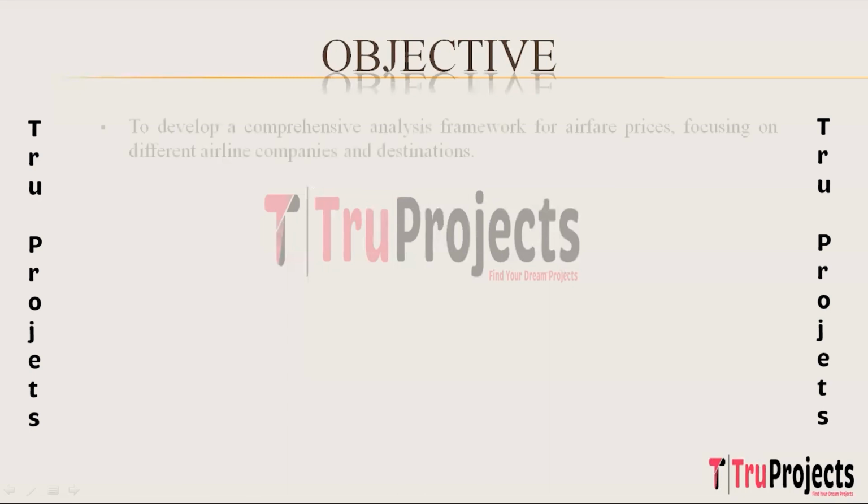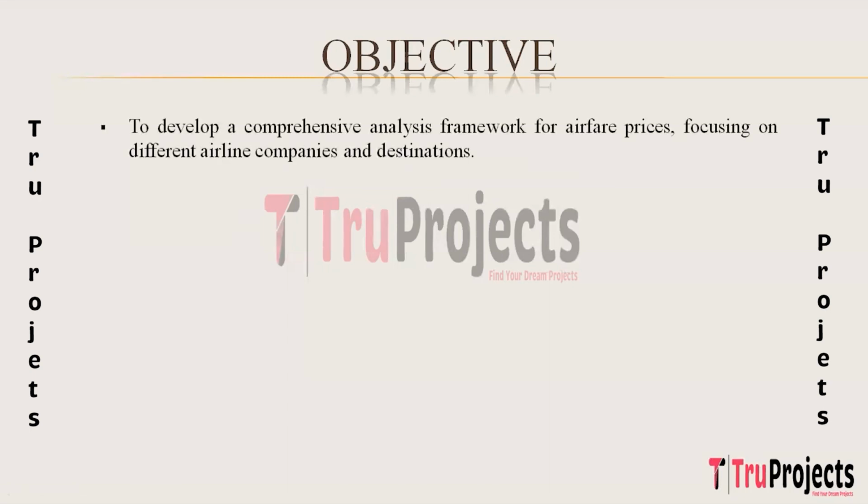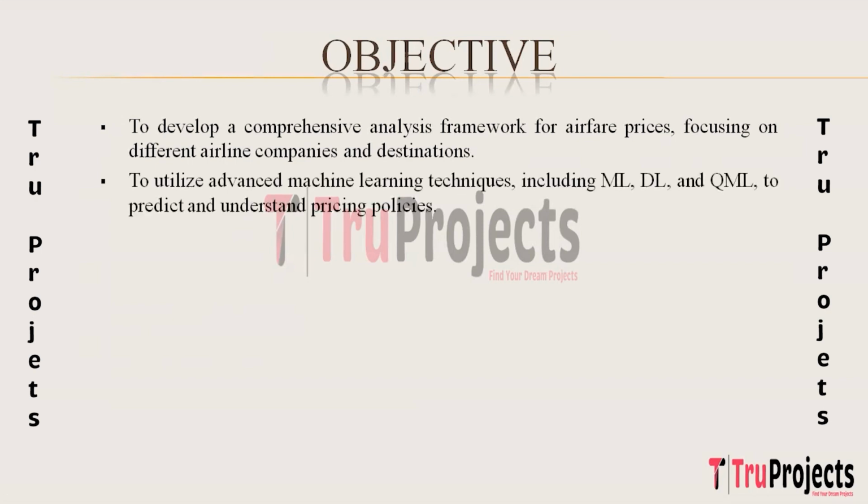Objective of the project. So the first objective is to create a robust analysis framework that considers various factors influencing airfare prices. This involves a detailed examination of pricing dynamics specific to different airline companies and destinations. The goal is to develop a holistic understanding of the variables that impact ticket costs. Leveraging cutting-edge machine learning techniques such as machine learning, deep learning, and quantum machine learning, the project aims to predict and comprehend the pricing policies employed by airlines.